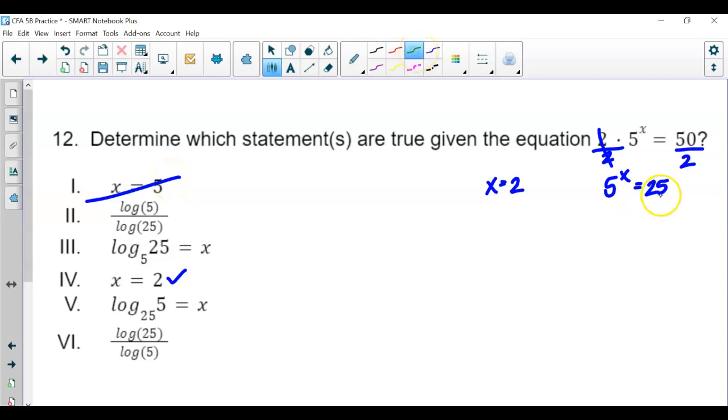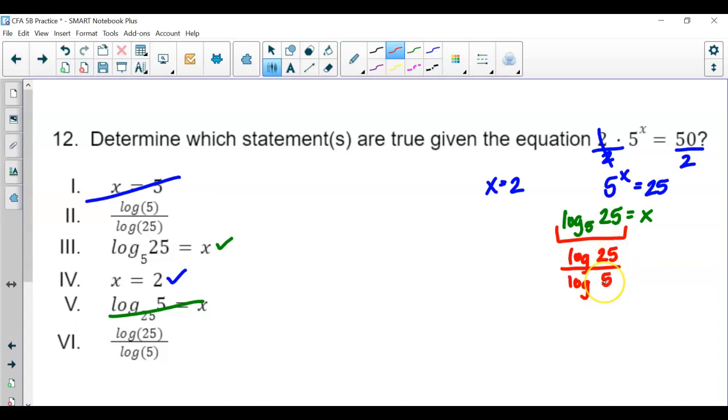Now, technically, I could rewrite my exponential as a log. So this is log base 5 of 25, which is equal to your exponent, which here is x. So that's why here the third statement is true, not the fifth one. Then notice we can rewrite this as the change of base, where we divide our two logs here. So I have log of 25 divided by log of 5. That's why the last statement is also true and not the second statement. So these are the 3 statements that are true.